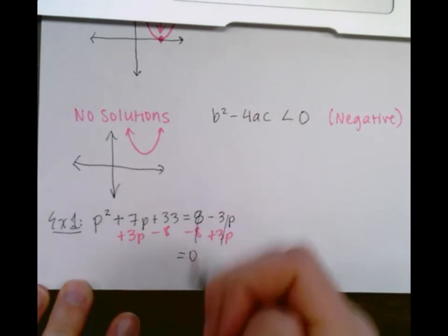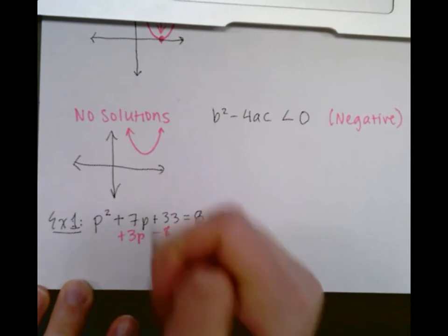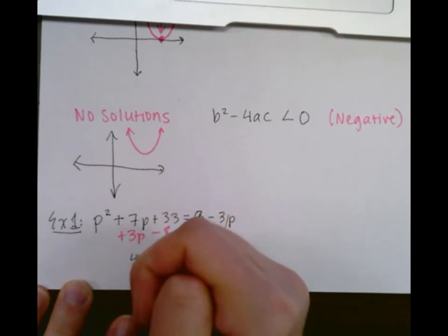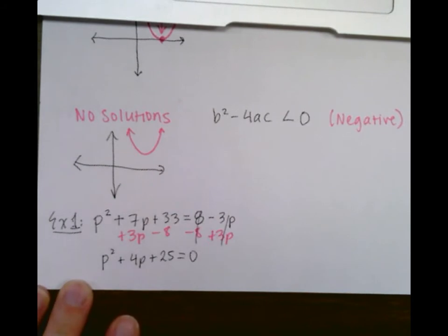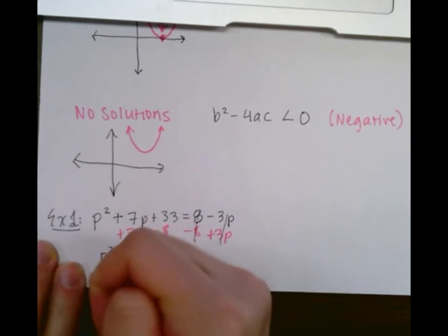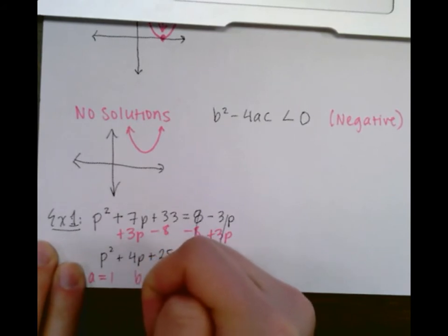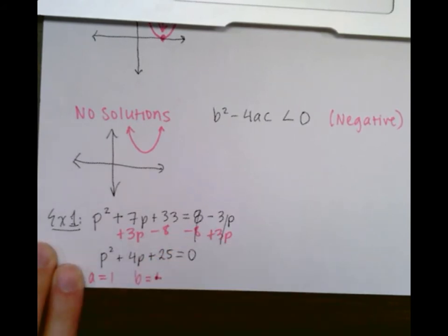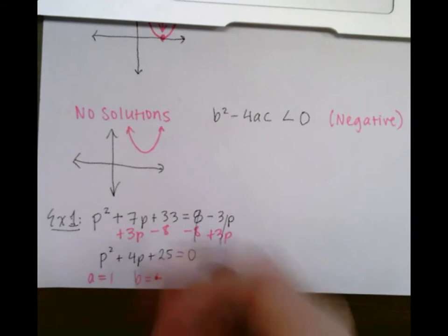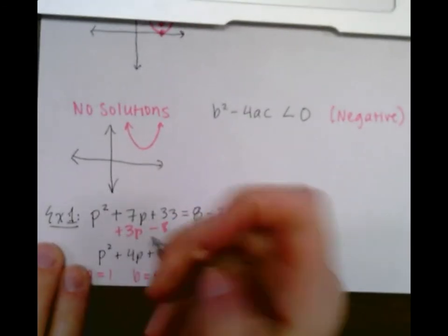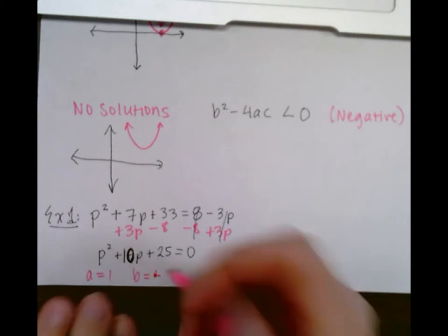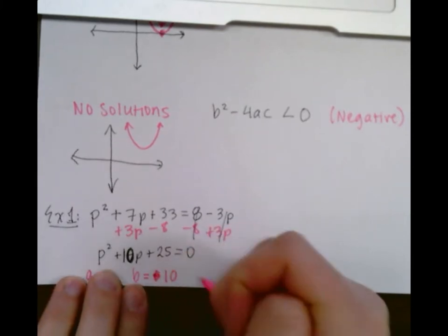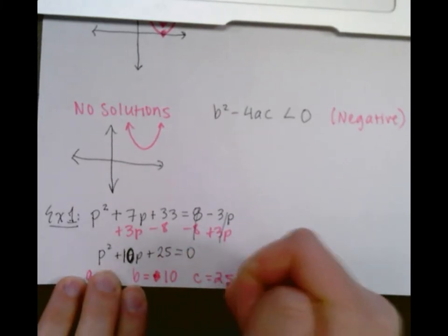33 minus 8 is 25, and then p squared. Now I can identify a equals 1, b equals, oh, I'm sorry, I subtracted these instead of adding. I should have gotten 7p plus 3p is 10p. So then the b value is 10 and c is 25.